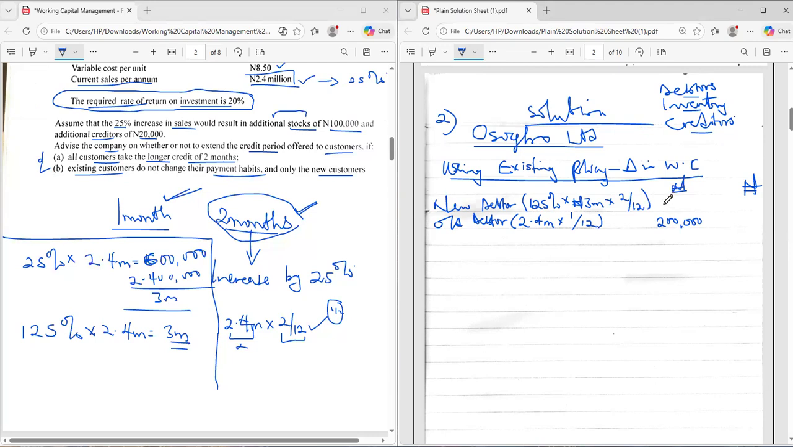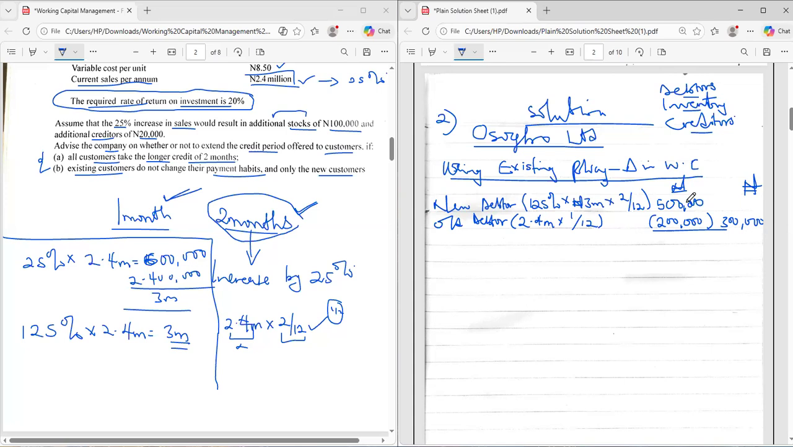Figure it out. 500,000. So what is the difference? What is the change? 300,000. So working capital changed by 300,000. Our old debtor is usually 200,000, but now our new debtor is 500,000. It means that people that are owing us is now 500,000.